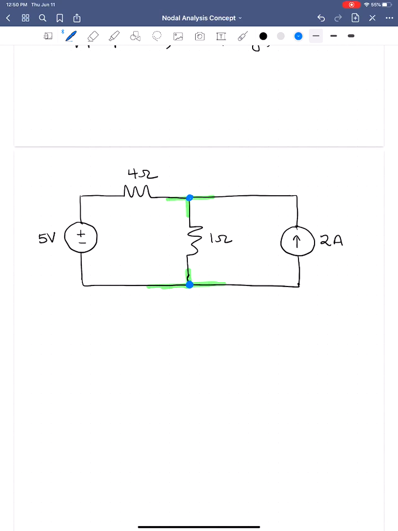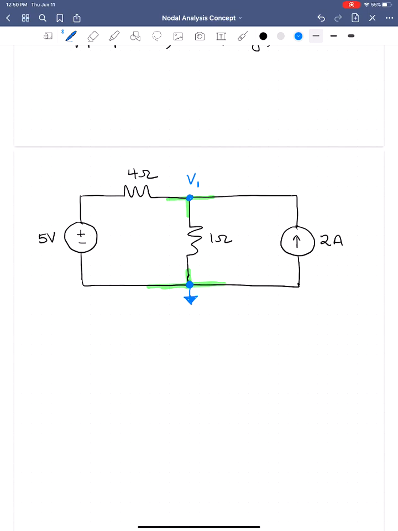Now we need to choose one of these to be the reference node. Most of the time for these sort of rectangular circuits that kind of look like ladders turned on their sides, I choose the bottom node to be the reference node. That way, since I'm summing the currents leaving the node, they're all flowing towards the bottom, towards ground. But it does not matter, and this is the way I'm going to do this one. So I've chosen a reference node, and now I'm going to label the other node with a node voltage variable V1.